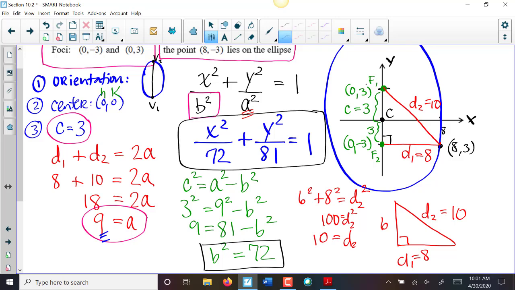So this one's tricky because it relies on the fact that we know the definition of an ellipse: for any point on the ellipse, if I add up the sum of the distances from that point to each focus, I will always get the length of the major axis.